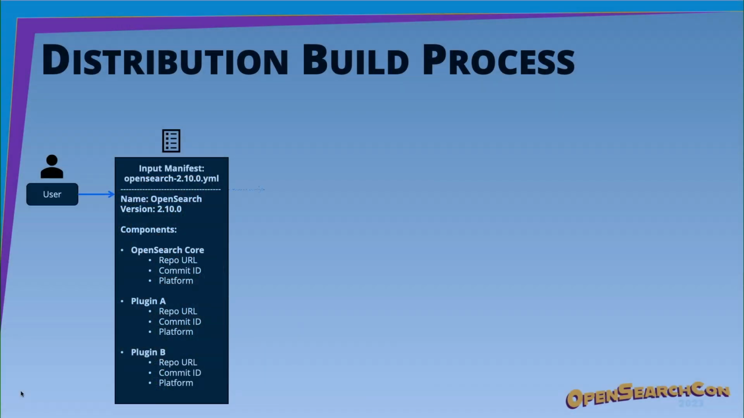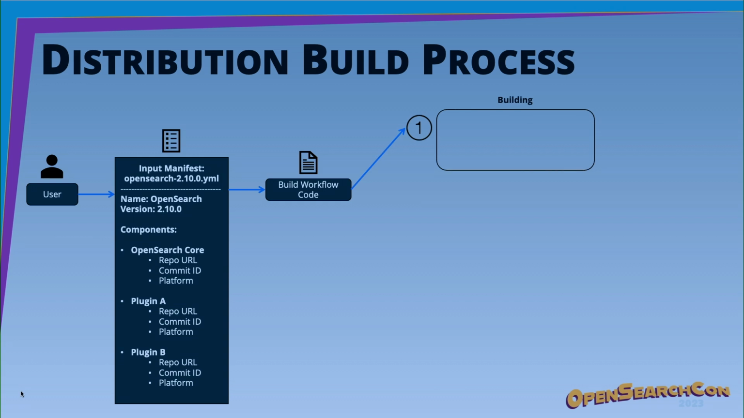Once we have all this information ready, we feed it into the build code. And the build code will start by the ordering of these components. So the first one is the OpenSearch core, you'll always build first. We do it by first pulling the core repo source code and then run a build script, particular to this repository on top of it.